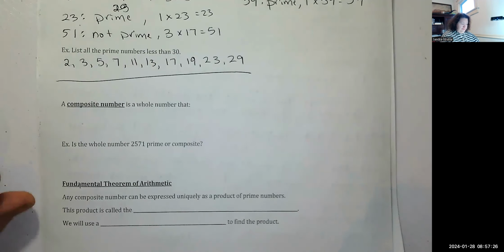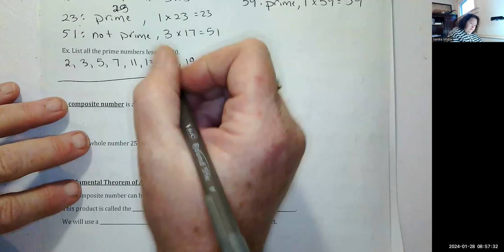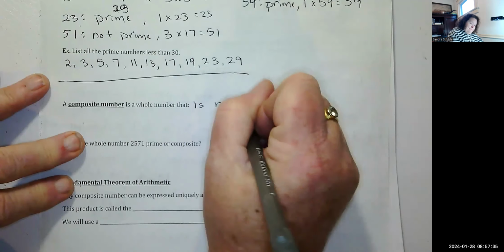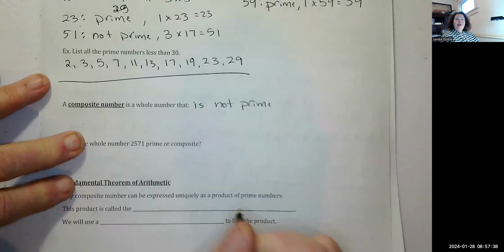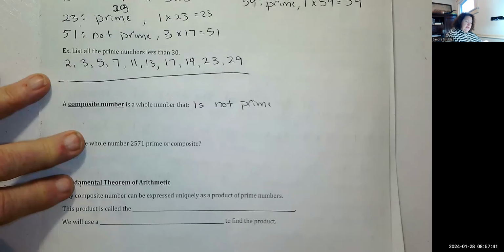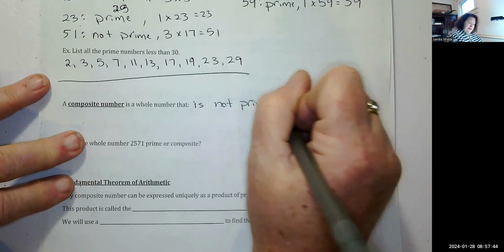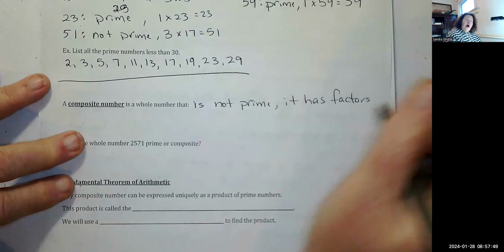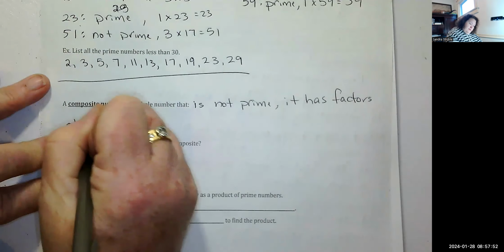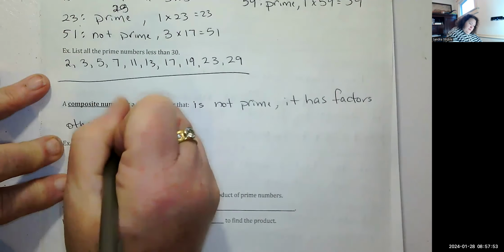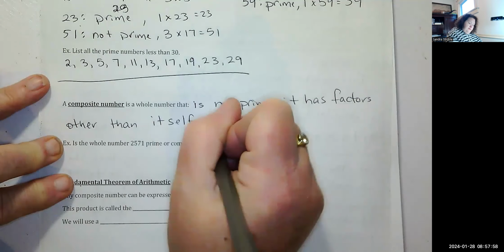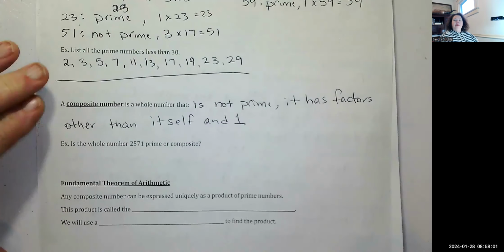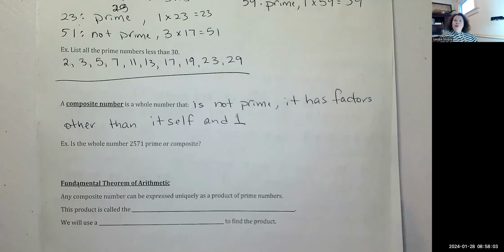Okay, a composite number is a whole number that is not prime. It has factors other than itself and 1. Okay, so there are other numbers that will divide into it or multiply together to make up that number.